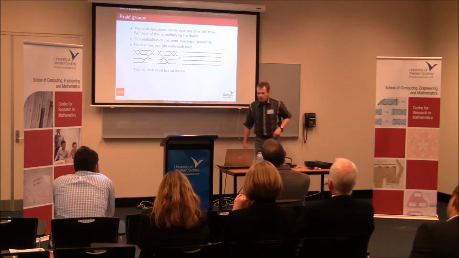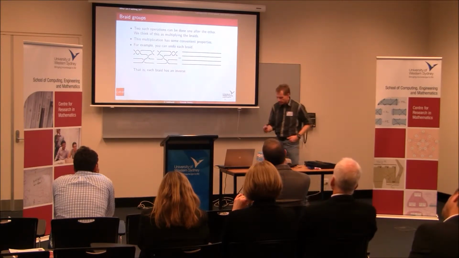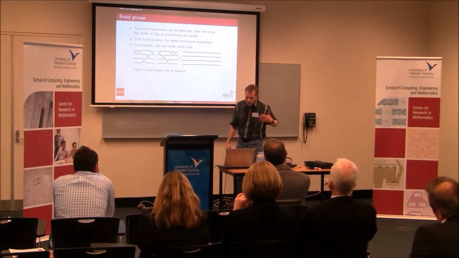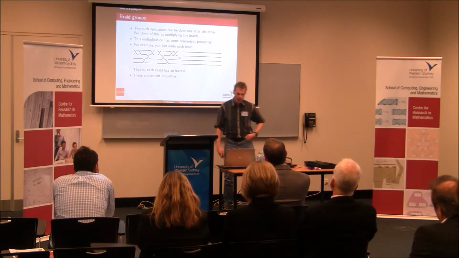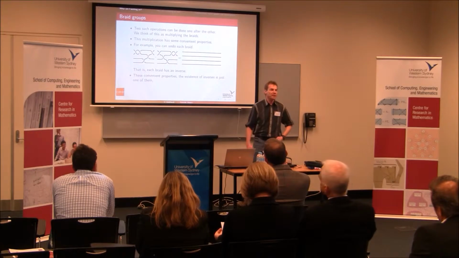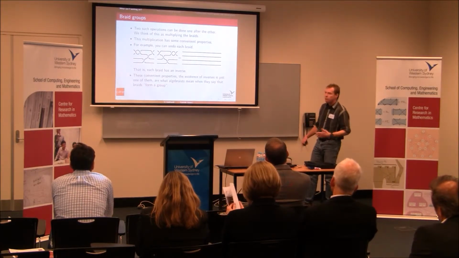So we've seen that this braid has an inverse with respect to this multiplication, and that's true for every braid. So the existence of inverses is one convenient property. There's two more. And the collection of these convenient properties is what algebraists mean when they say that braids form a group.